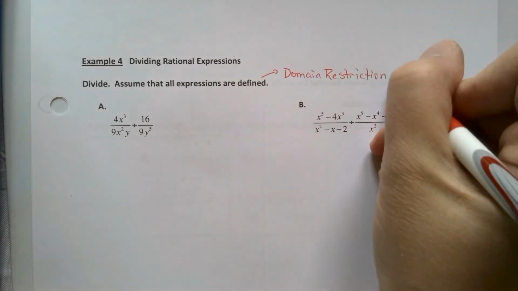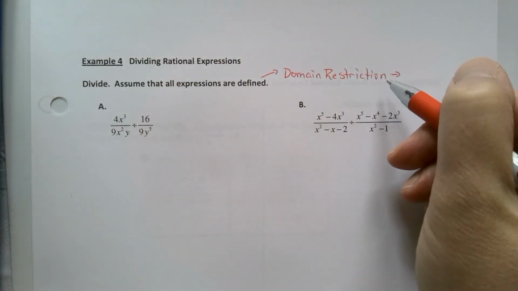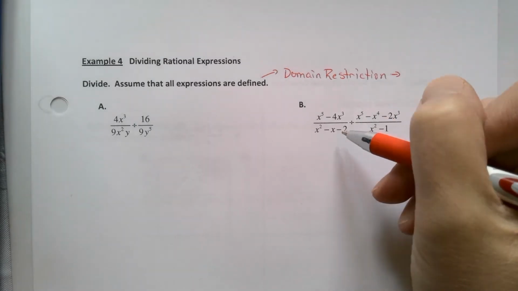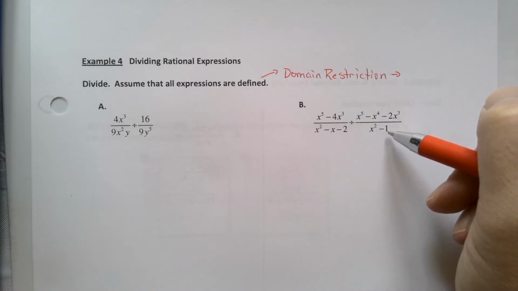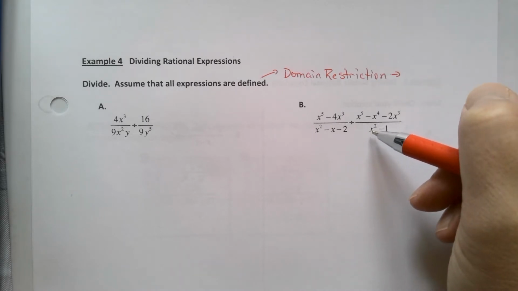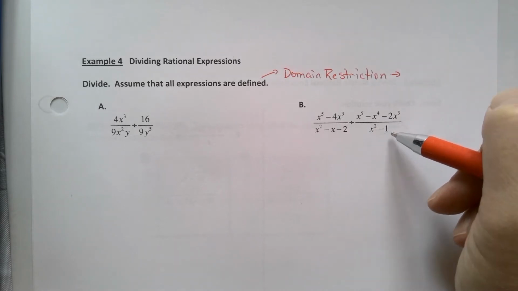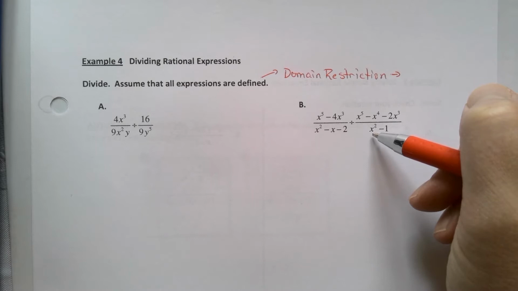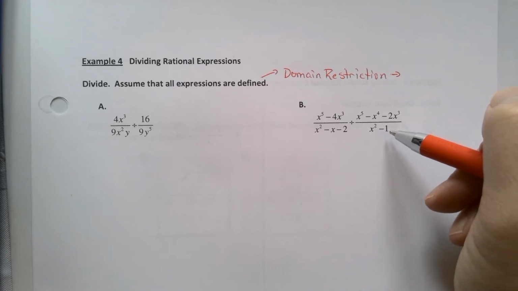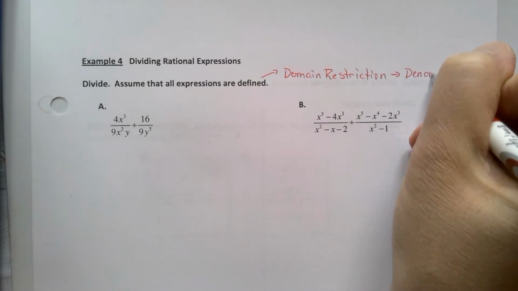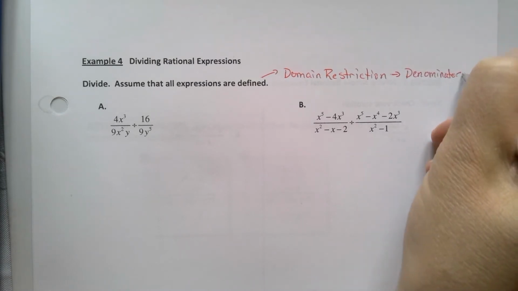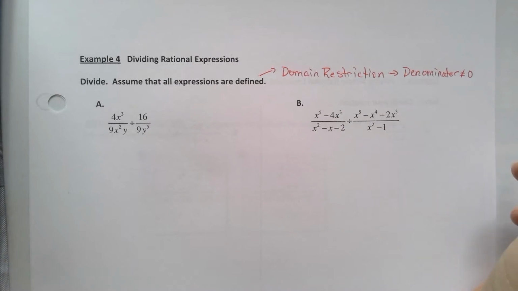A domain restriction basically is the idea of what can't go into the problem, what cannot be an input. So for example, in this problem, we have x squared minus 1. If x is 1, 1 squared is 1, and 1 minus 1 is 0. Negative 1 squared is 1, and 1 minus 1 is 0. So in this piece right here, we would have that domain restriction. A domain restriction is the idea that your denominator cannot equal 0. That's something we've gone over in part 1 of this lesson.